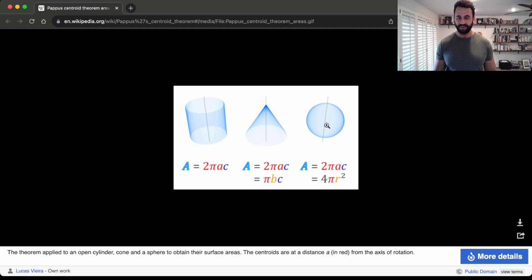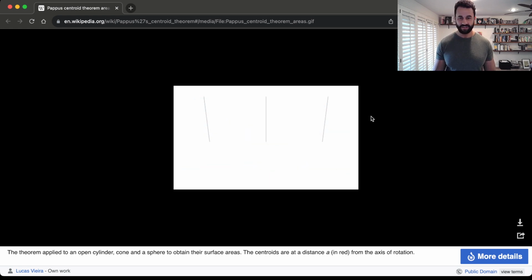And then same thing over here. I'll let it replay for just a minute before I say the rest. All right, there's the centroid of the region. And if you spin it around like this, you'll get the surface area formula.